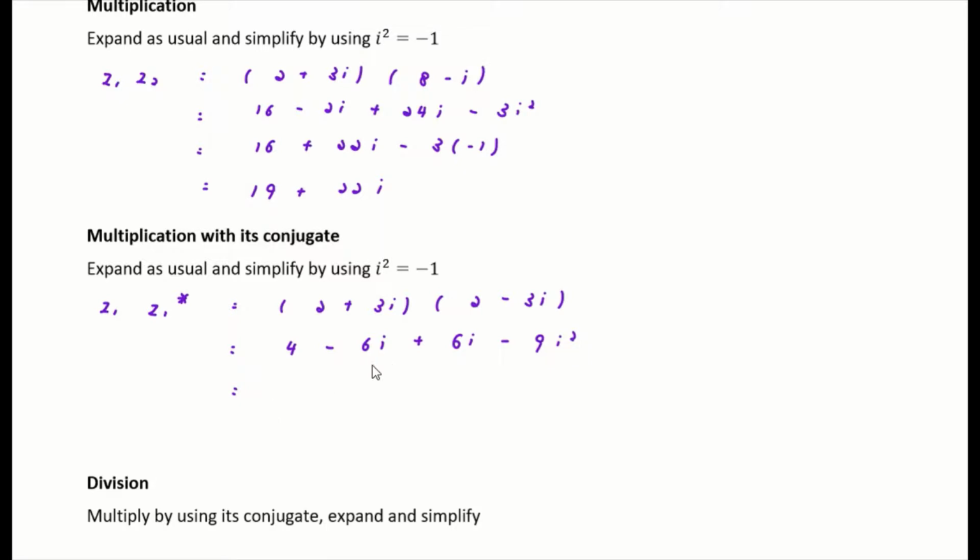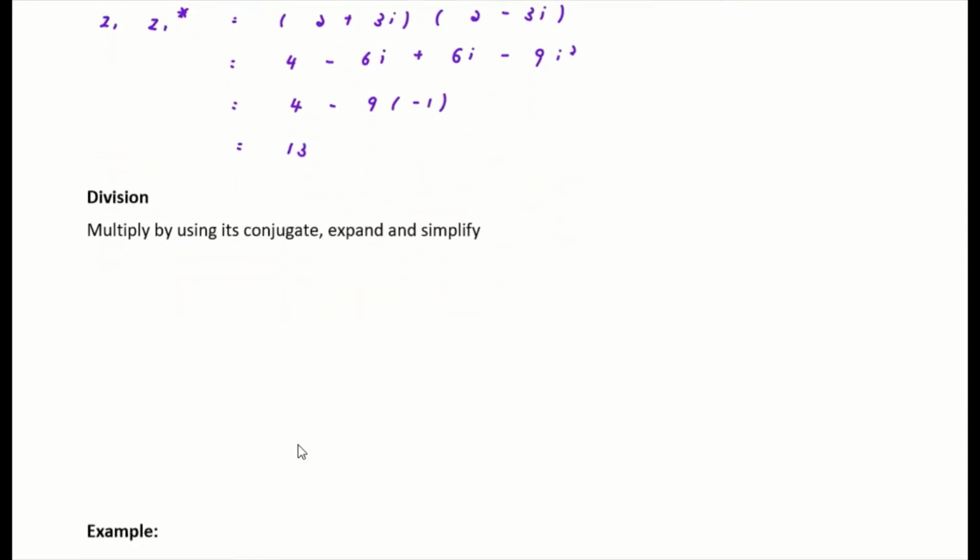You see, -6i plus 6i is going to eliminate each other. So I'm left with 4 minus 9 times -1, so I'll have my answer 13. So it becomes a real number now. When you multiply a complex number with its conjugate, you'll be able to get a real number. Okay, so let's move on to division.